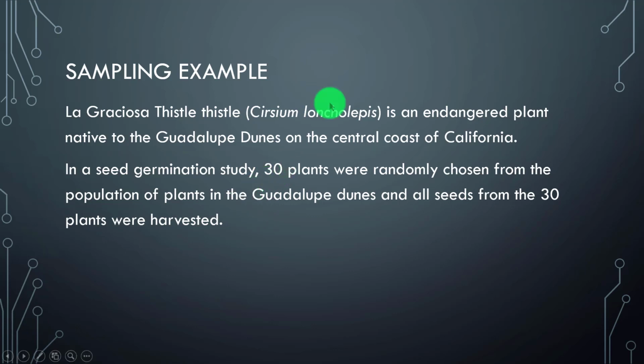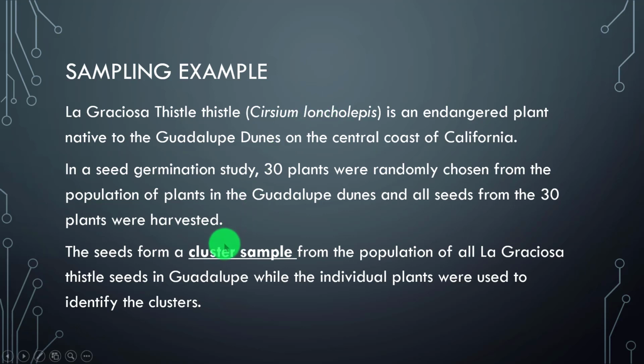Here, this is a cluster sample because the grouping that was occurring was from the individual plants. So there were 30 plants that were chosen among all the plants, and those were the groups, and all the seeds in each of those groups composed the sample. So this is much like a cluster sample. Let's look at another one.